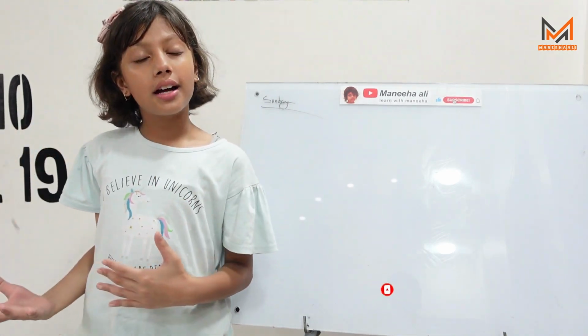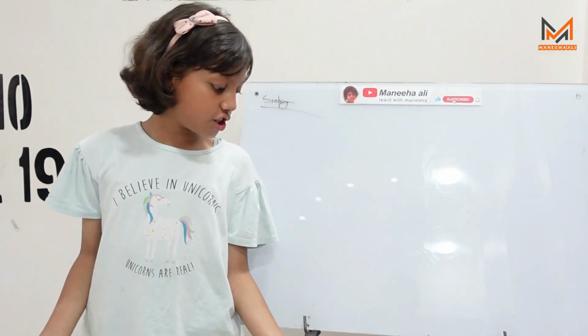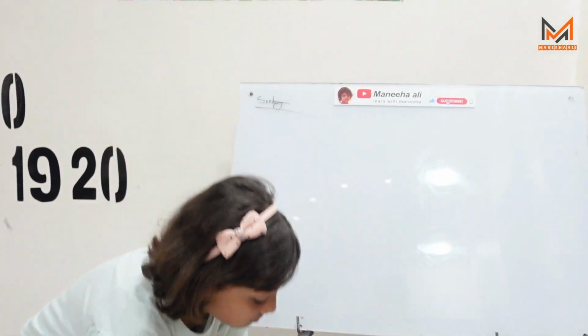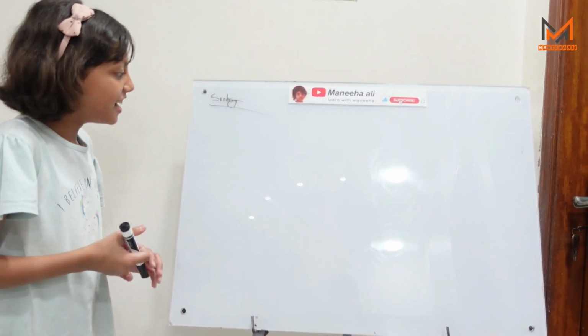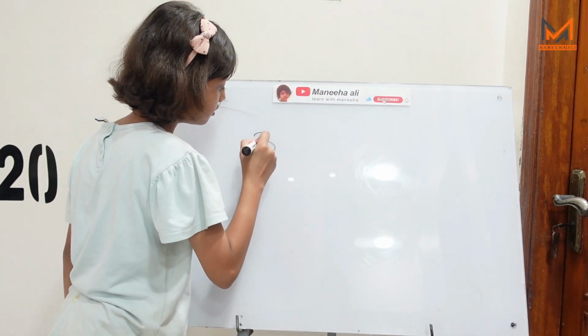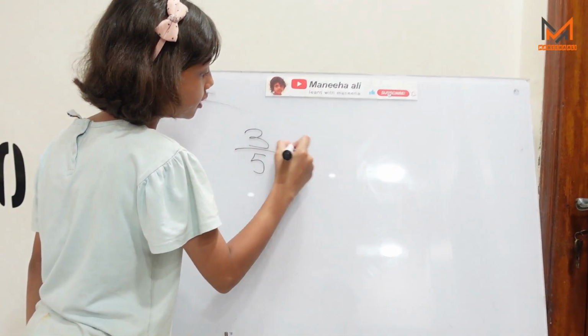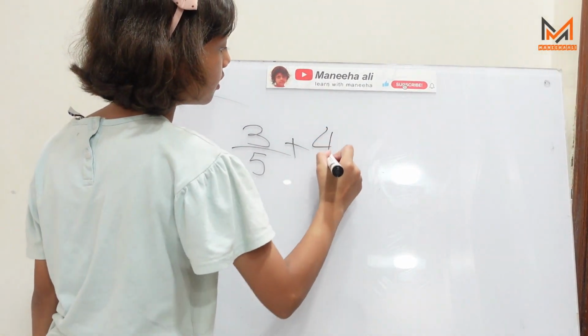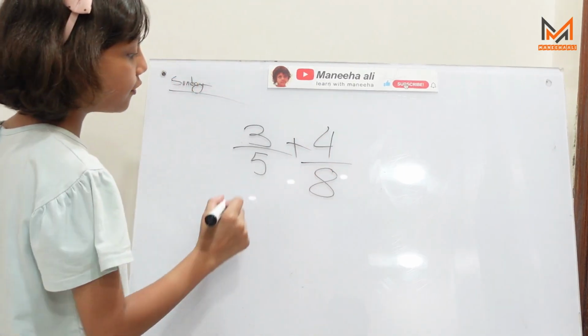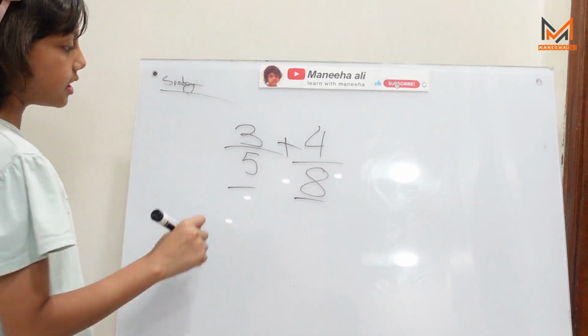It is subtracting and adding fractions. So, you can see here, I'm going to write a fraction: 3/5 plus 4/8. Now we have to make these two denominators the same.